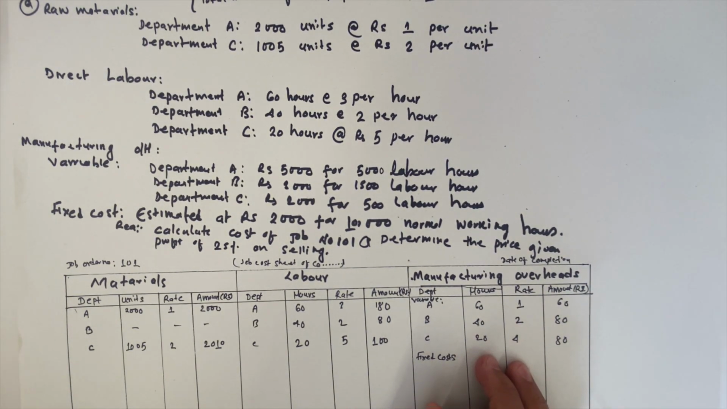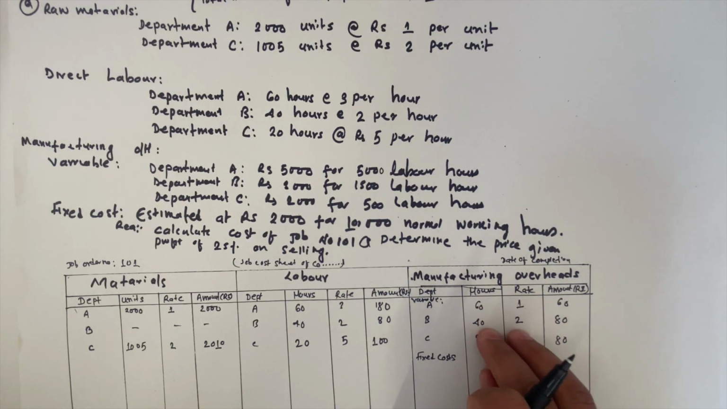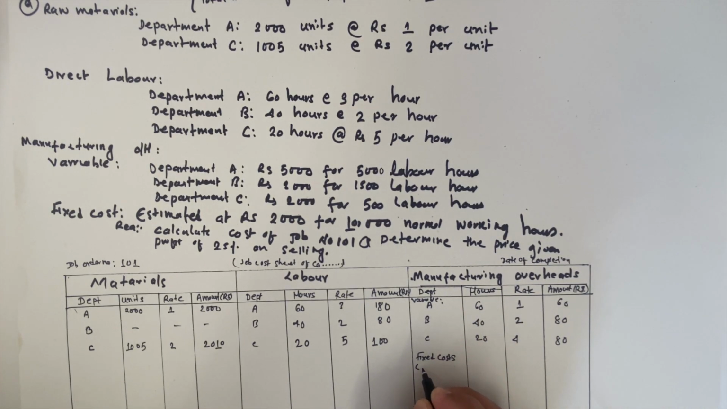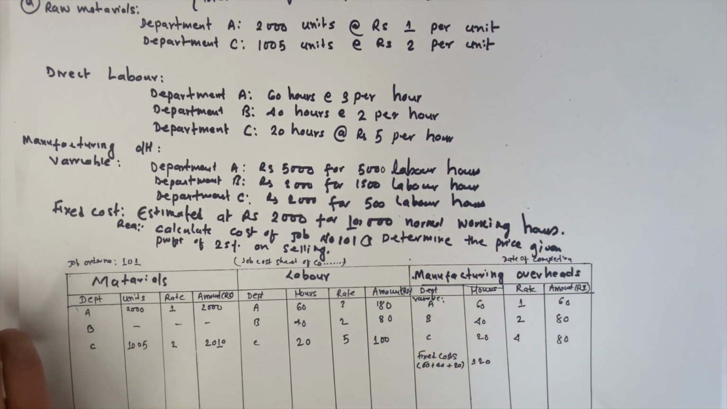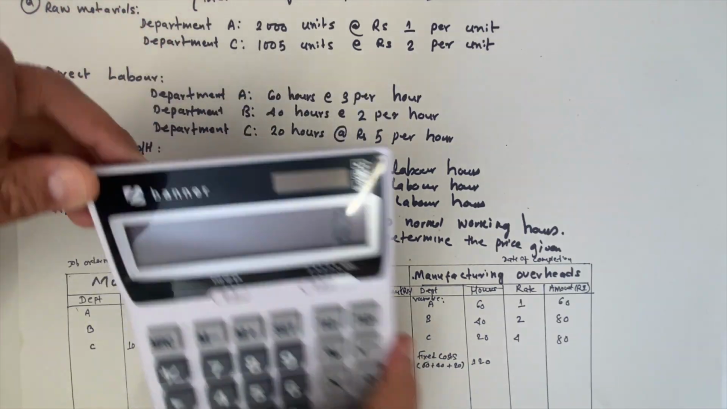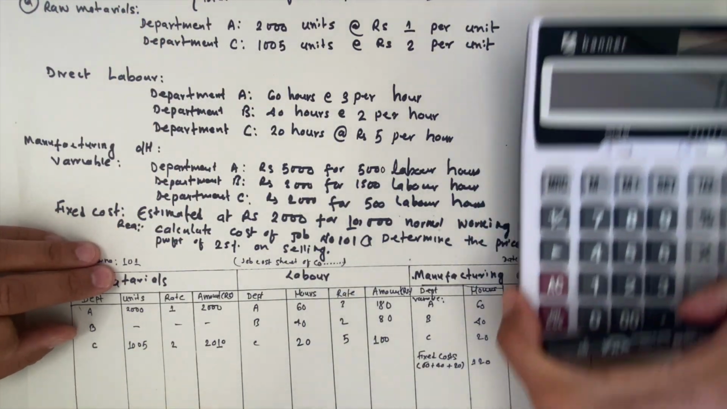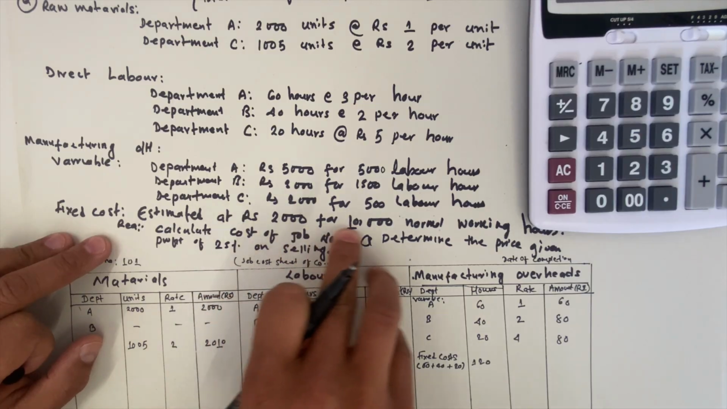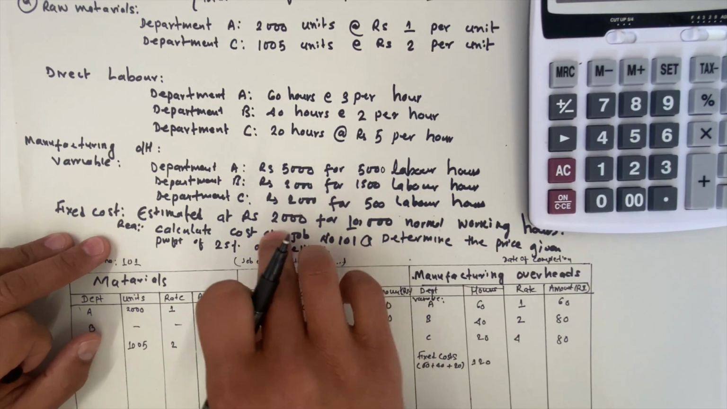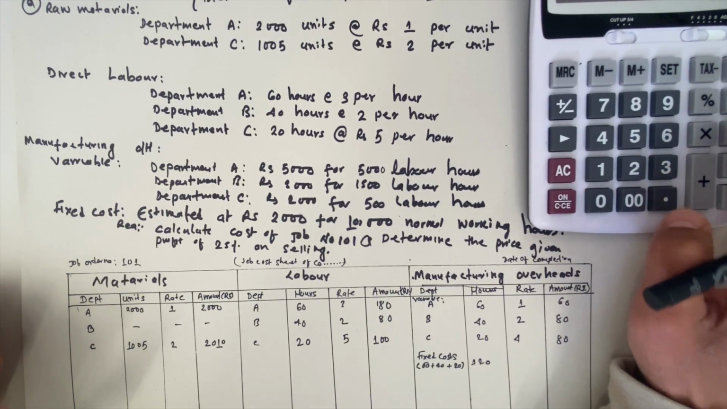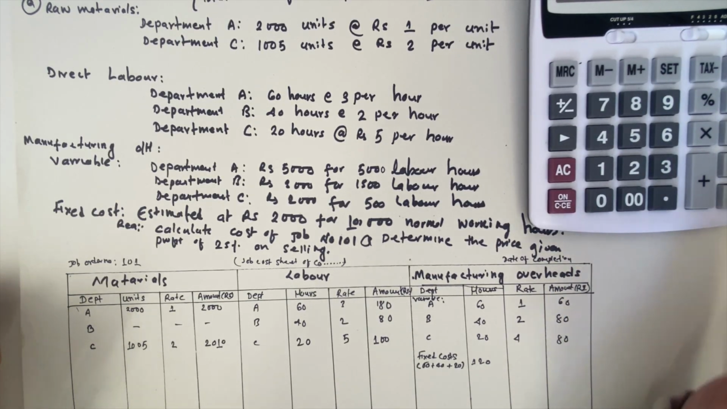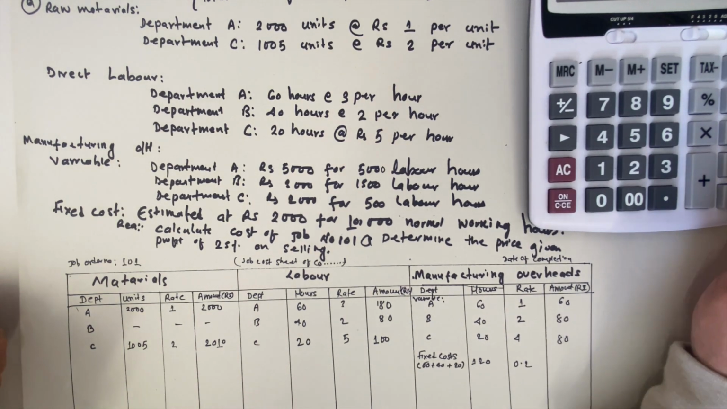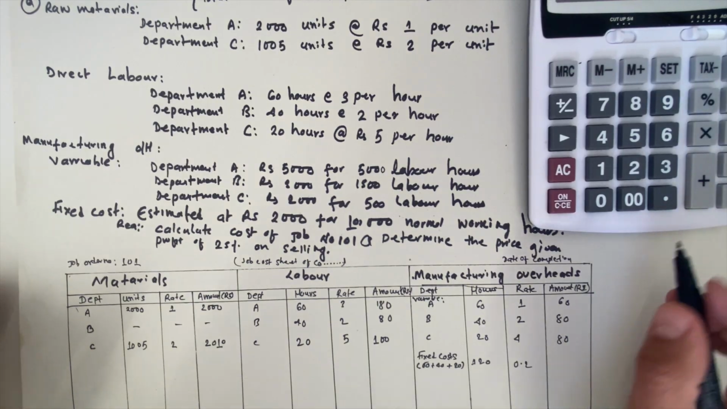So for the fixed cost, the total hours, we have to add all of these hours, the direct labor hours, which is 60 plus 40 plus 20, and we get here 120. Again, to calculate the rate, we have to divide the estimated fixed cost, estimated at rupees 2,000 for 10,000 normal working hours. So that means the fixed cost per hour rate is 2,000 divided by 10,000, we get value as 0.2. So 0.2 multiplied by 120, we get here 24.